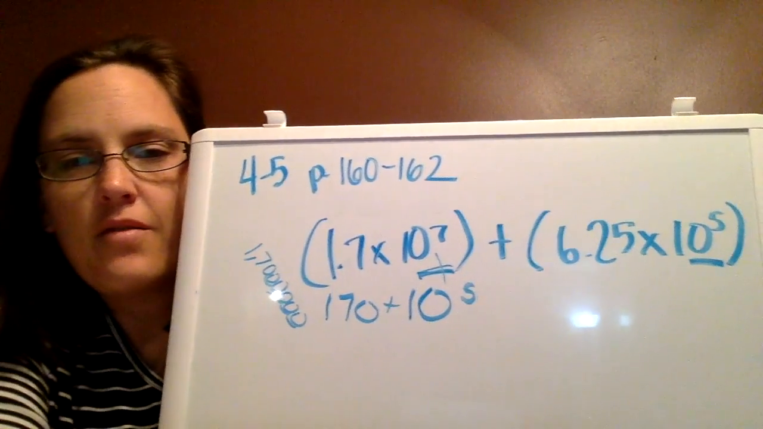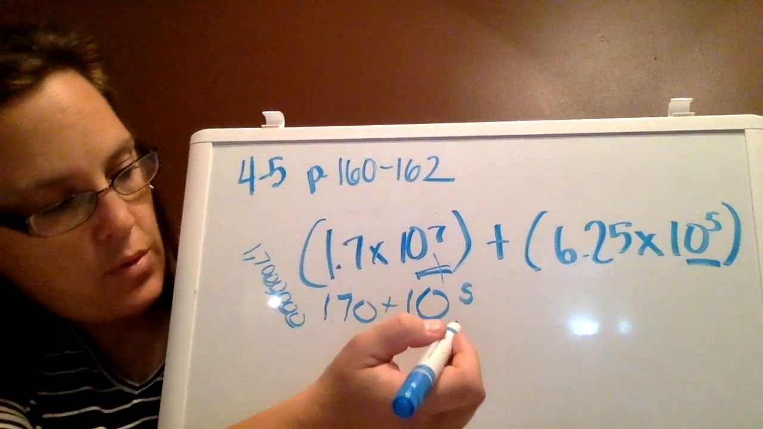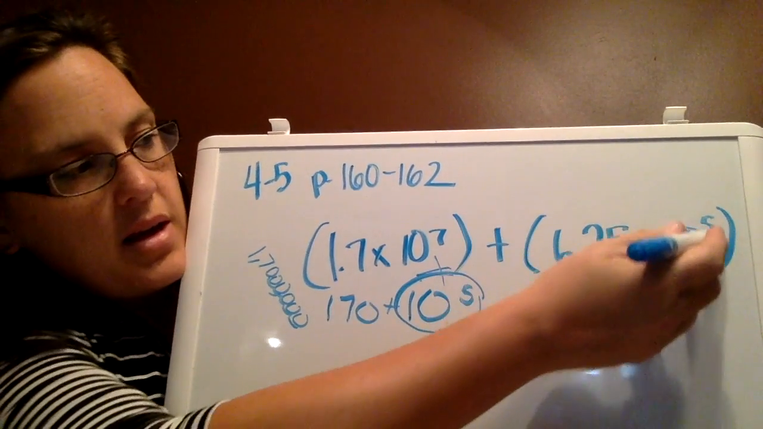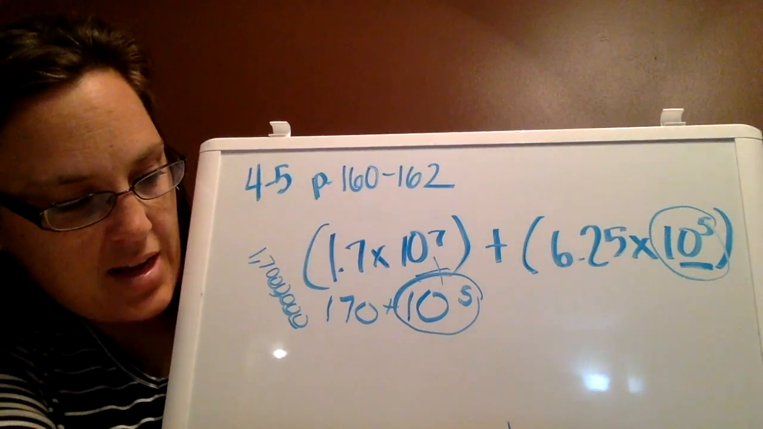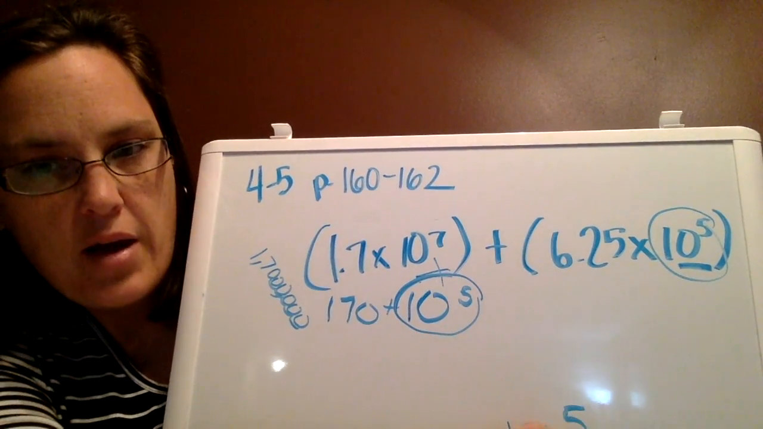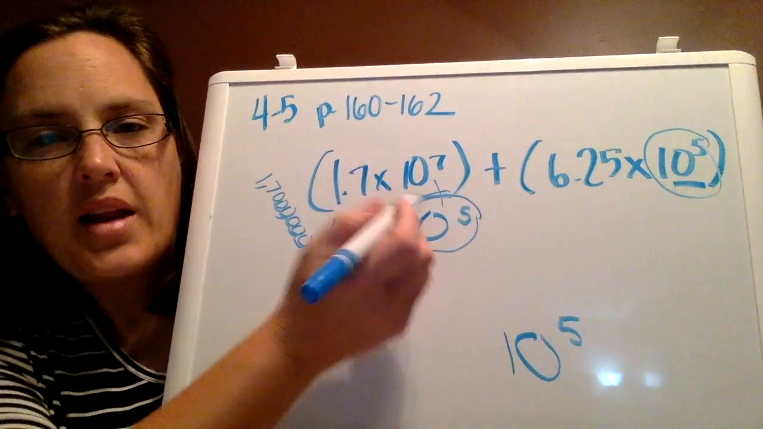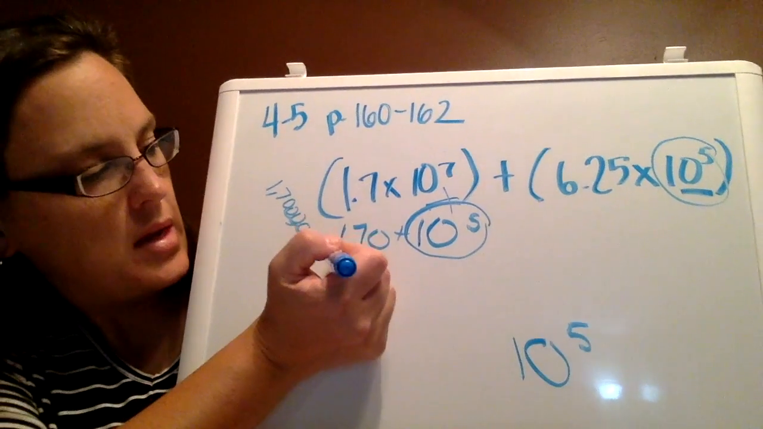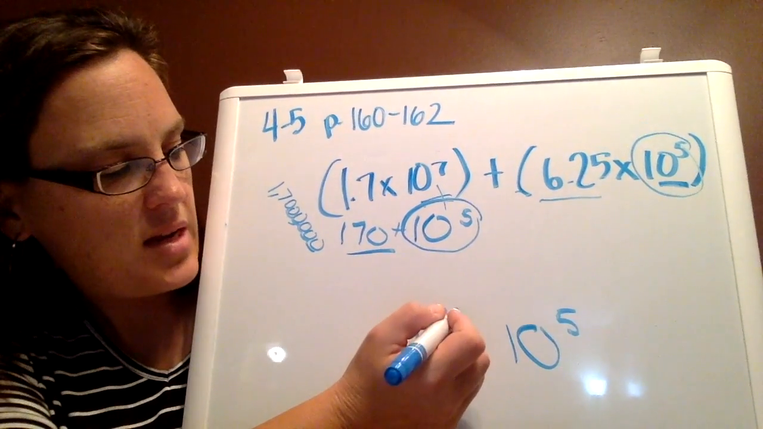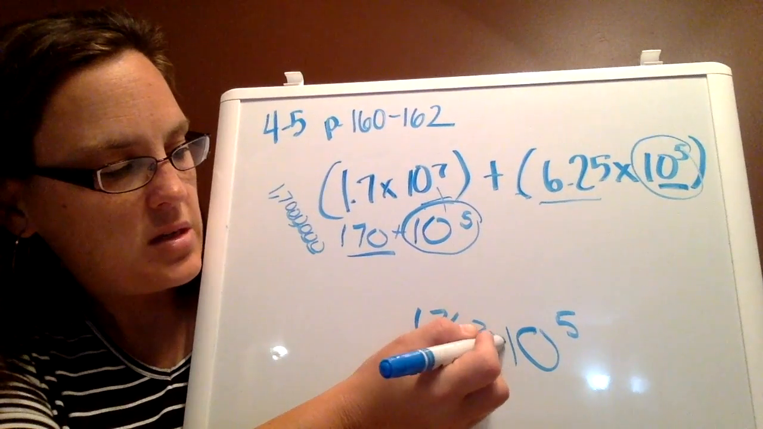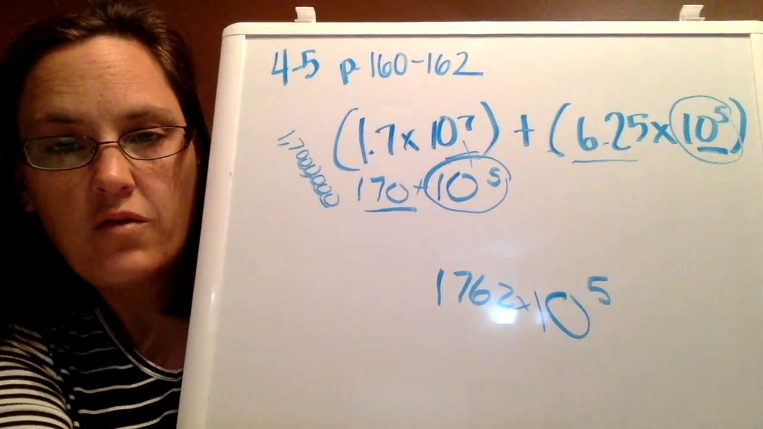So now we have similar exponents here. We have 10 to the 5th and 10 to the 5th, but that does not become 10 to the 10th. Okay, it's just 10 to the 5th power. And then we can add 170 plus 6.2. So that's 176.2 times 10 to the 5th.